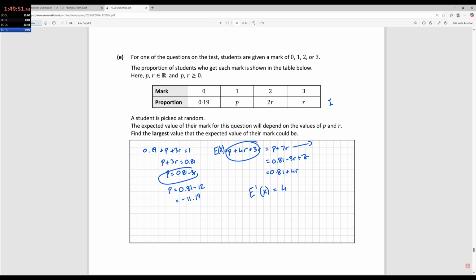Everything is right up until I started differentiating stuff. Find the largest value that the expected value of their mark could be. I don't know. This one is throwing me off as well. The last one was English, which is fair that I don't know it. This one being maths and me not getting it is annoying me. This last one, is it? Yeah. Find the largest value that the expected value of the mark could be.